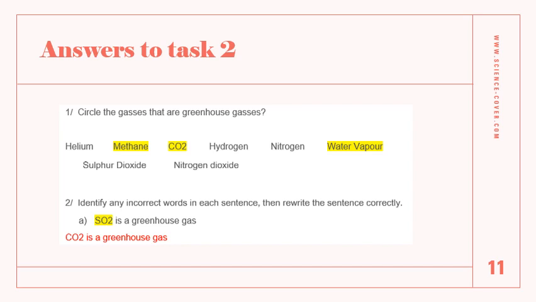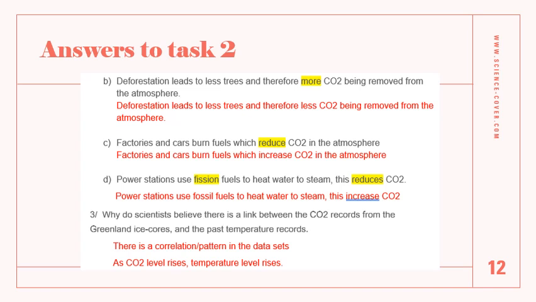Let's look at the answers to task 2. The greenhouse gases are methane, carbon dioxide and water vapor. Question 2, you have to identify the incorrect word in each sentence. So SO2 was the incorrect word, it should have been CO2. For part B, more was the incorrect word because deforestation leads to less trees and less CO2 being removed from the atmosphere.